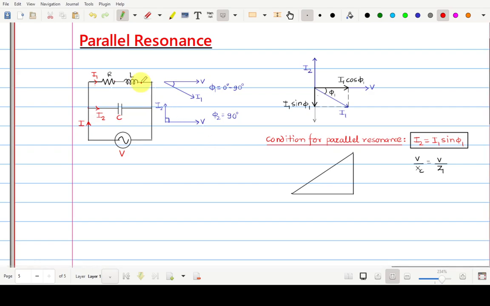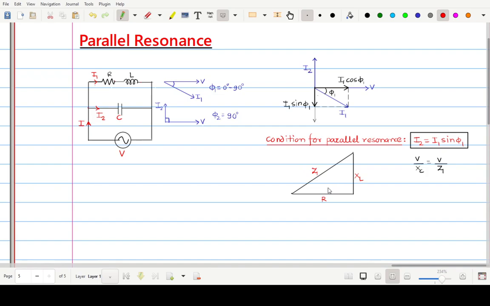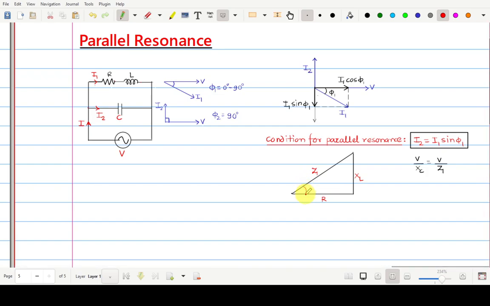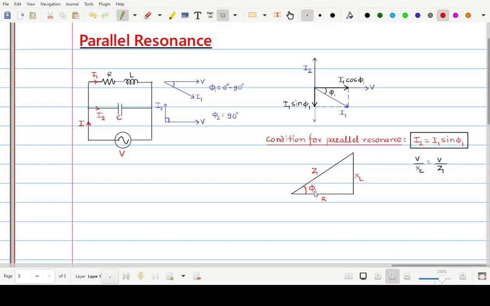Here you can see the first branch consists of resistance, so the x-axis will consist of the resistive part and the vertical y-axis will consist of the reactive part. Since we have connected an inductor, this will be XL, and the hypotenuse will be your overall impedance, which we are calling Z1. The angle between these two is your phase angle phi 1. So now we have the figure for phi 1. By using the trigonometric rule you can find the value of sin phi 1.